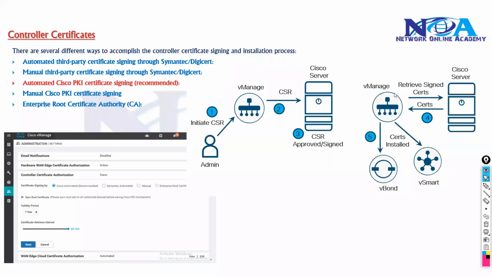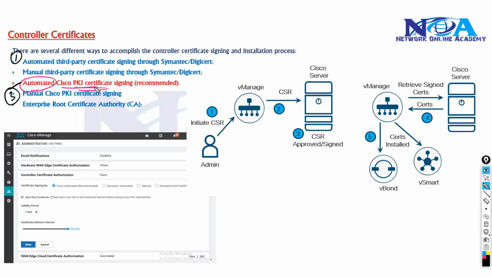Now let's see the third option. In the third and fourth options, we'll be using the Cisco PKI infrastructure. The difference from the previous two options, where we used Symantec DigiCert, is that the third option, which is again the option recommended by Cisco, uses an automated process with Cisco public key infrastructure certificate signing. If you compare this with the first option, the first and the third are almost the same, but there are two differences.